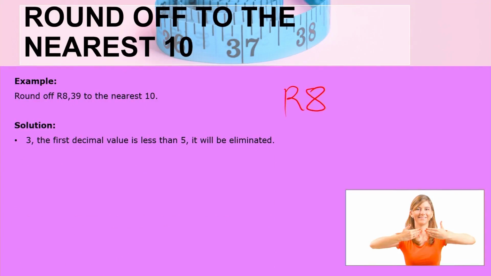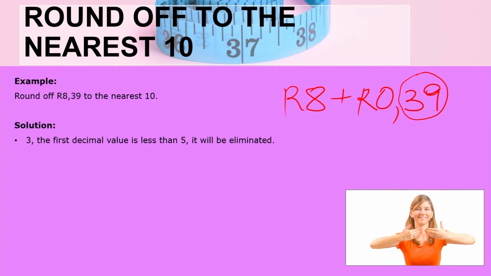We are having 8 Rand, and if you have 8 Rand 39, it's like you have 8 Rand plus 39 cents. I hope you know that the other way of writing 39 cents is to write 0.39. Now if you have 8 Rand plus 39 cents and we have to round it off to the nearest 10, we are rounding off to the nearest 10 by looking at the whole decimal. So when we look at the whole decimal, we have 39 cents. We have to check whether we are rounding off 39 cents upwards or downwards.